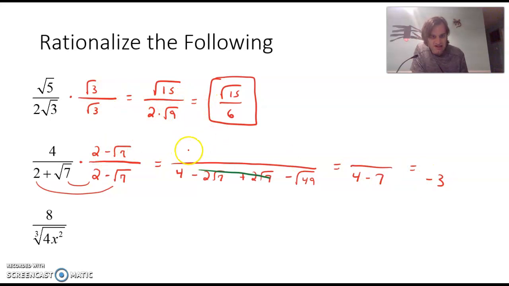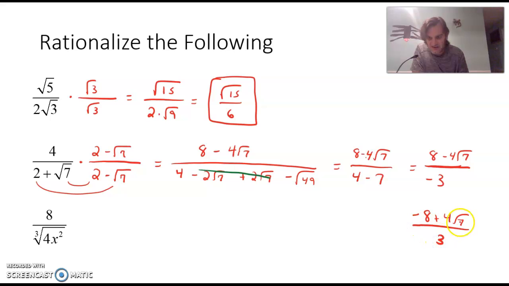Up top, I can't do a whole lot, but I can distribute this 4 times the 2 minus square root of 7, so it'll look like 8 minus 4 square roots of 7, and there's not a lot I can do with that. So I'll bring it over. I could even see bringing that negative 3 up and making it negative 8 plus 4 square roots of 7 over a positive 3. Let me try and clean that up a little bit. The eraser is not doing so well, but it's getting there.